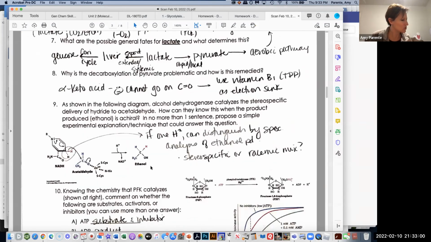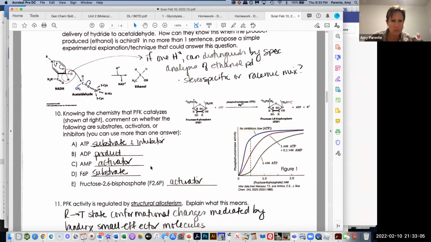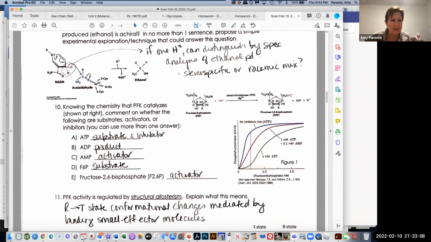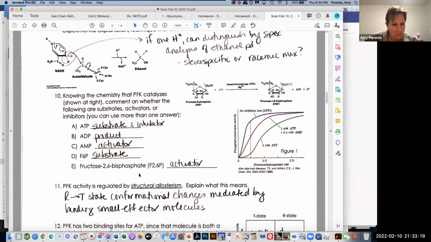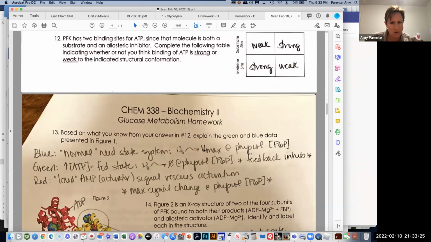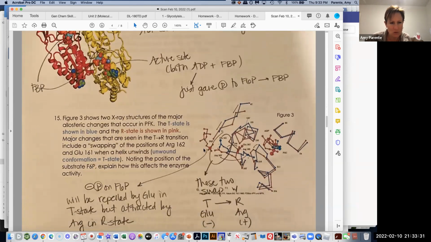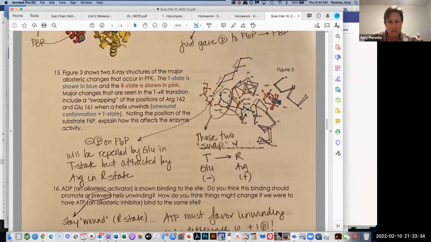I think this was a question I took out. You guys don't have this question. So this was the next question that you guys have, which we went through, knowing that ATP is a substrate and an inhibitor. We talked about why it's an inhibitor, but it can be overridden by excess glucose concentrations. Structural allosterism. This is a question you guys don't have anymore. We talked about the blue and green data. This is question 14, which you guys don't have. And we went through this question on the structural piece for why this is able to affect enzyme activity.